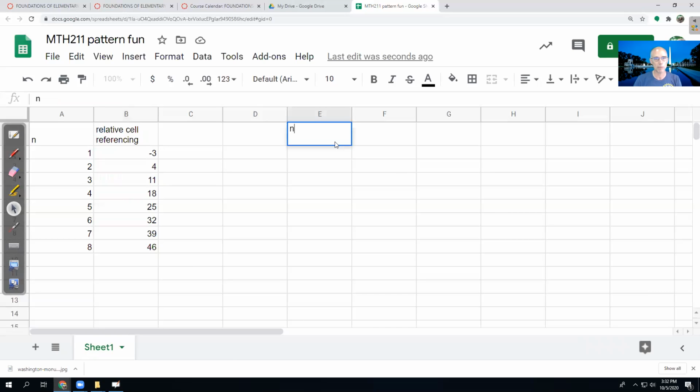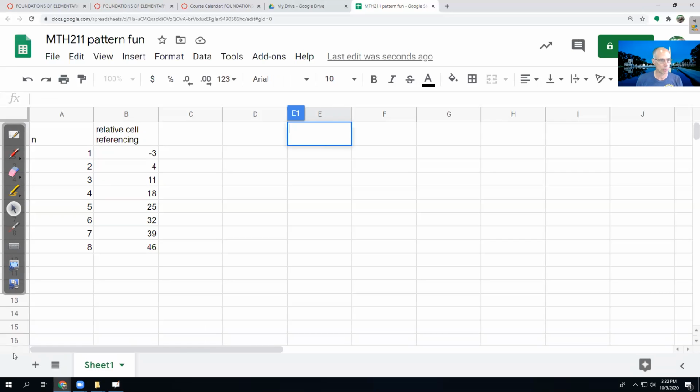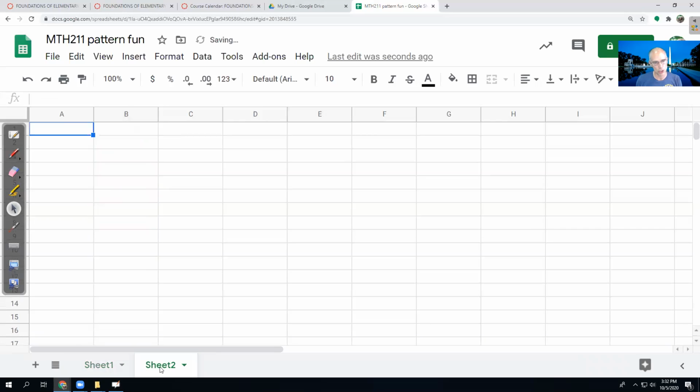Over here in E, I'm going to put an N. Actually, no, I'm going to bring this into a new sheet. So at the bottom of your spreadsheet, usually you have the option of adding a new sheet to your file. And I'm going to call this one triangular, because I'm going to take a look at triangular numbers here.